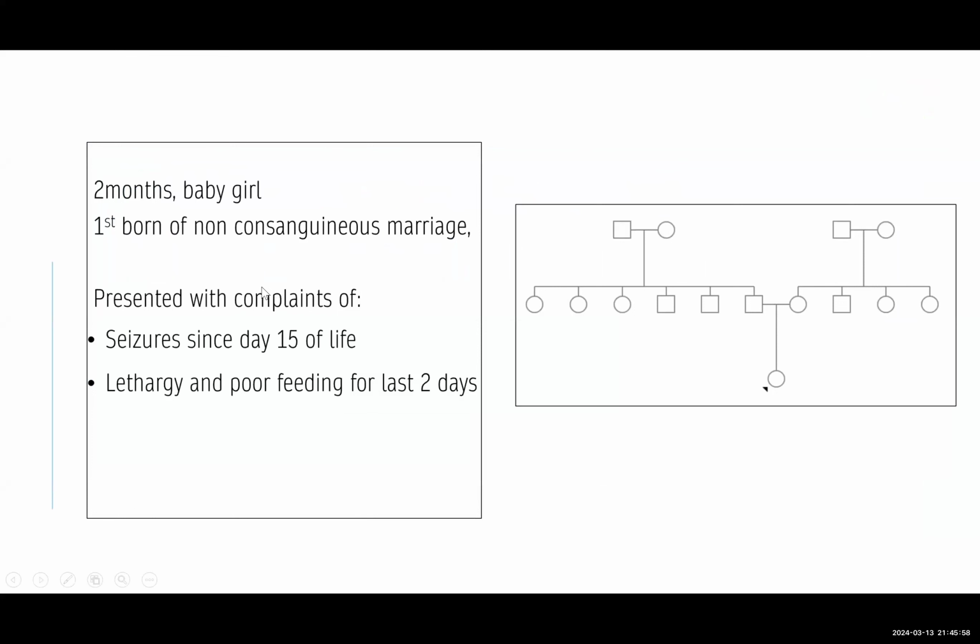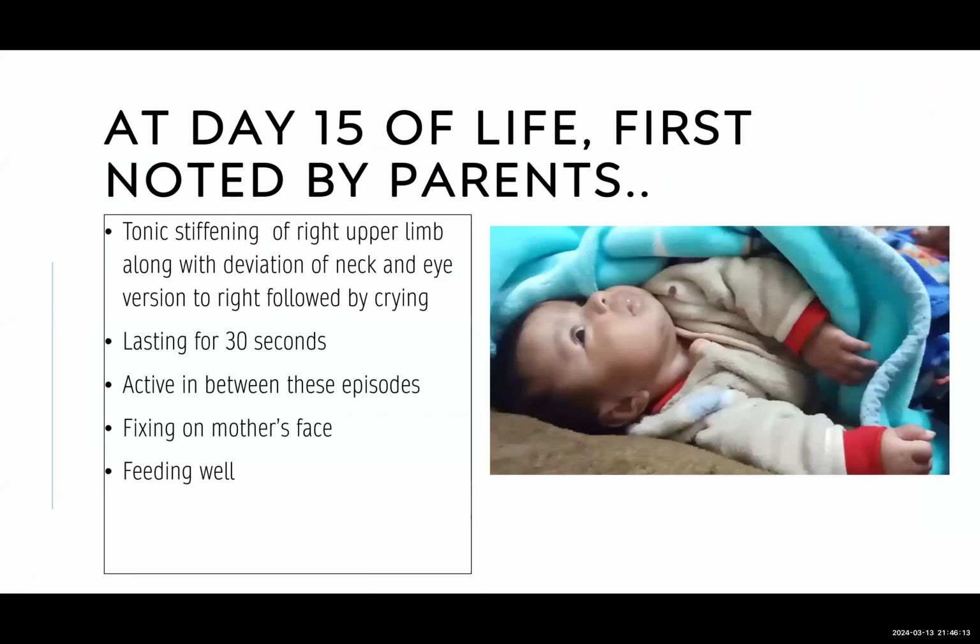So this case is of a 2-month-old baby born out of a non-consanguineous marriage, who presented at 2 months of age with seizures since 15 days of life and lethargy and poor feeding for the last 2 days before the presentation. At 15 days of life, parents noticed that the baby was having episodes of tonic stiffening of the right upper limb along with deviation of the neck and eyes towards the right side, followed by crying. These episodes lasted around 30 seconds.